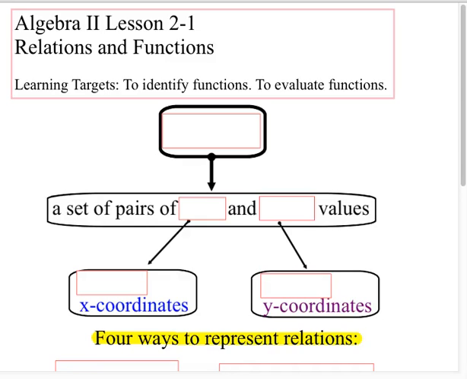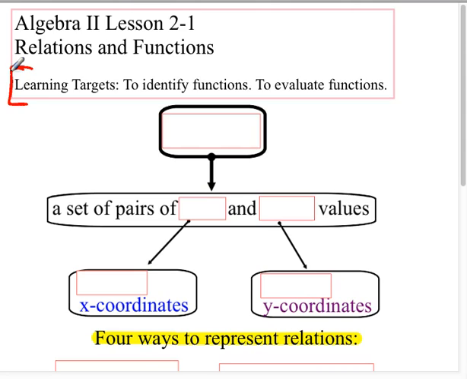Welcome to the beginning of Chapter 2. Chapter 2 is going to be all about functions. So in this first lesson, we're going to just talk about the difference between relations and functions, how to identify functions, and how to evaluate them. Okay, so those are the two things that I want you to walk away from this video with.